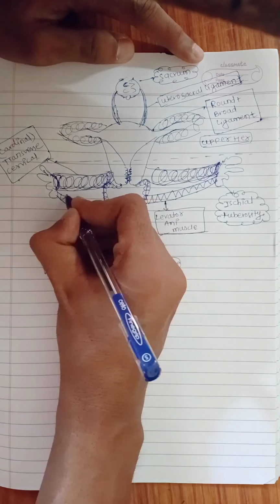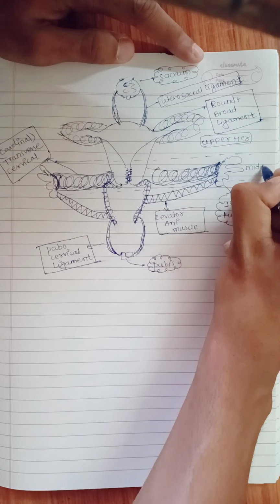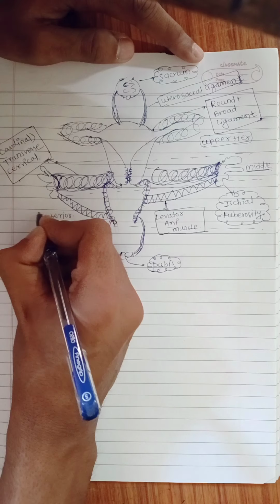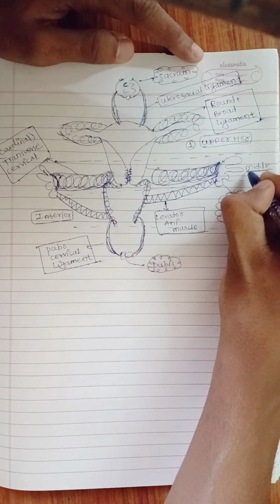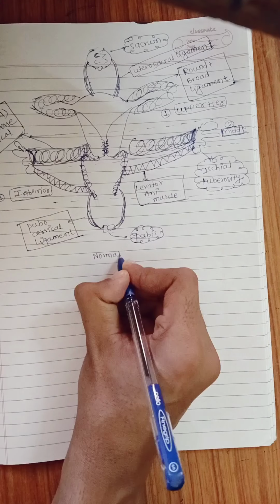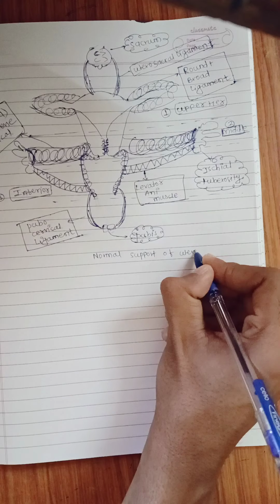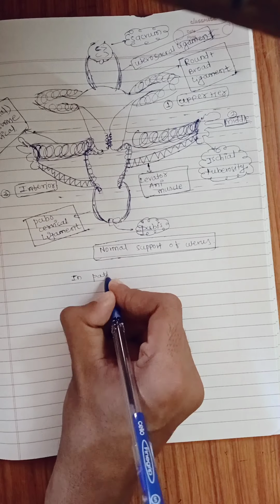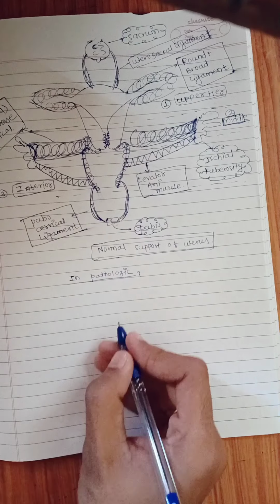So here we can see the three-tier system of support of the uterus: upper tier, middle tier, and inferior tier. Now you understand. The upper tier consists of the round plus broad ligament, the middle tier consists of the pericervical ring, and the inferior tier consists of the levator ani muscle or pelvic floor muscle.